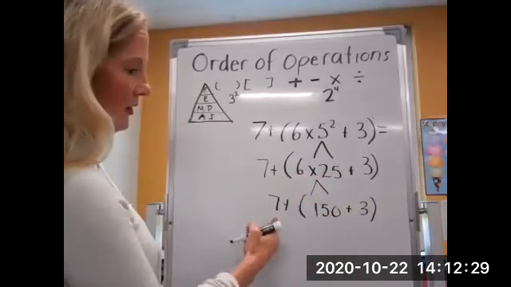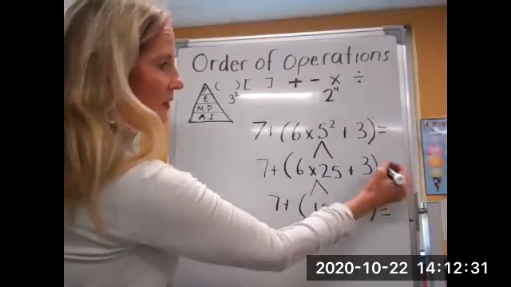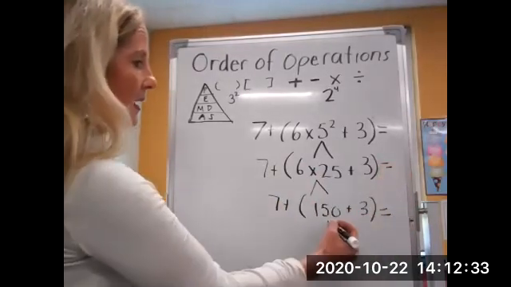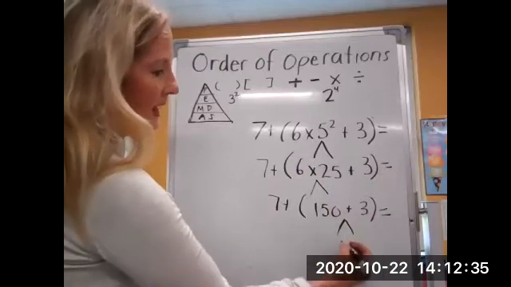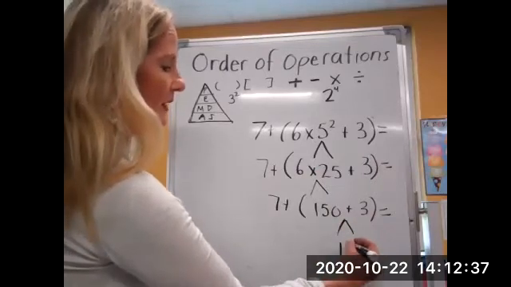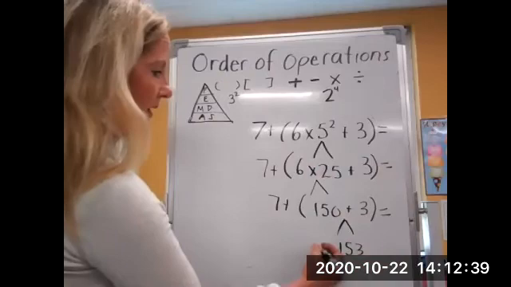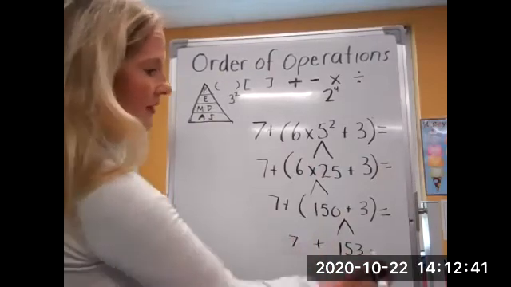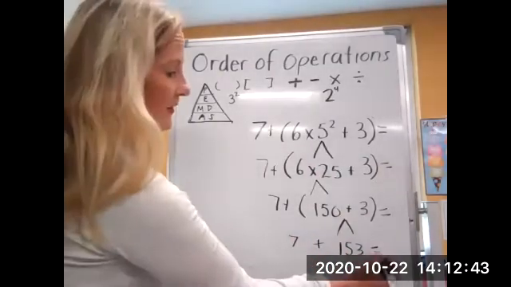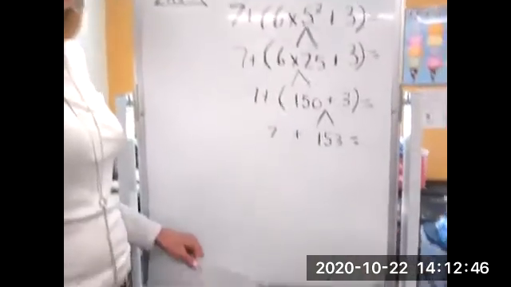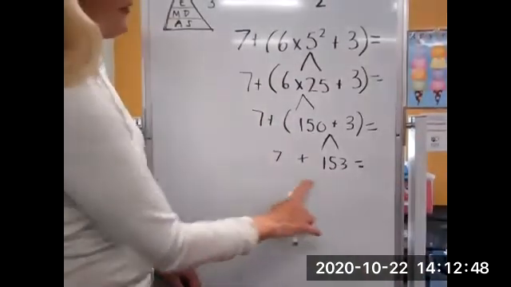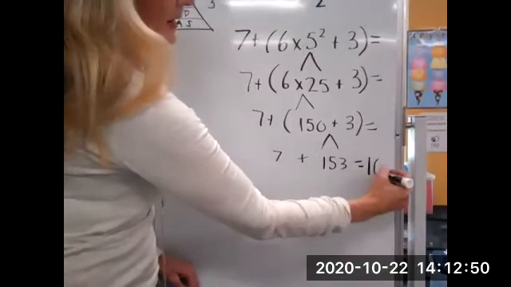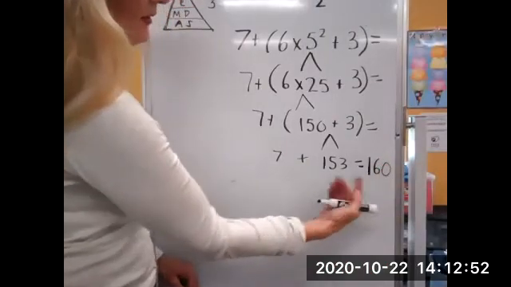7 plus is also part of the expression. Still don't know what it equals. I'm going to continue bringing this down. 150 plus 3 is 153. Bringing down the addition, bringing down the 7. And I finally am coming to a very simplified expression. 7 plus 153. So now I can make it an equation because I know the equal amount.